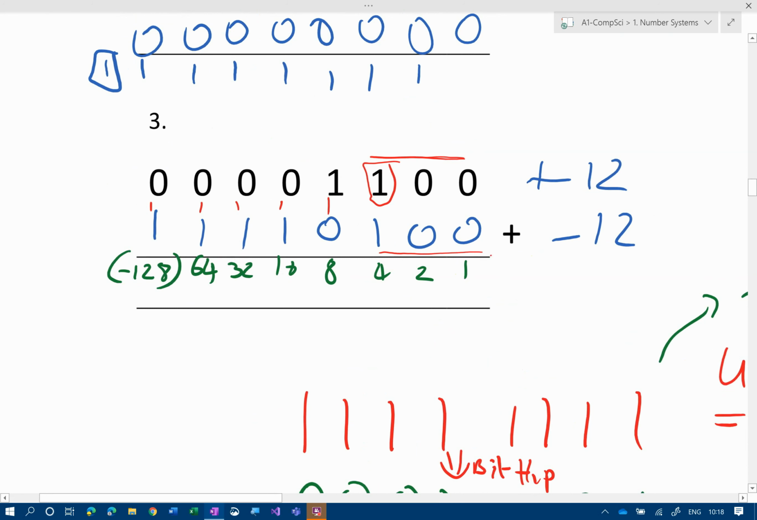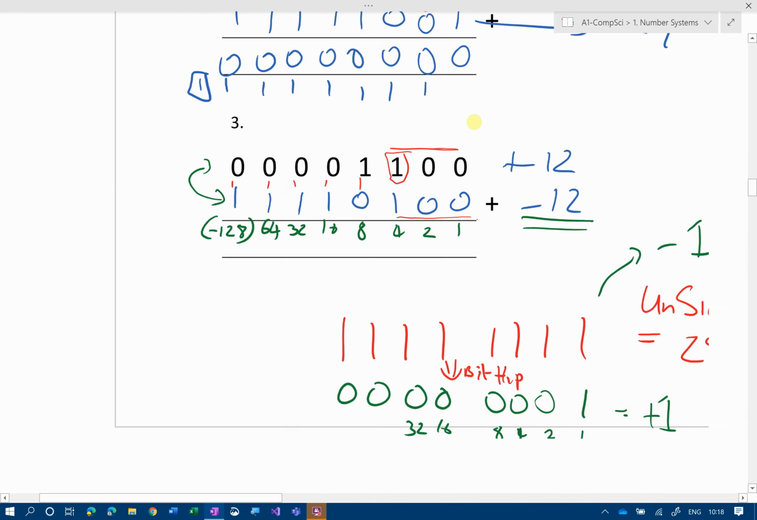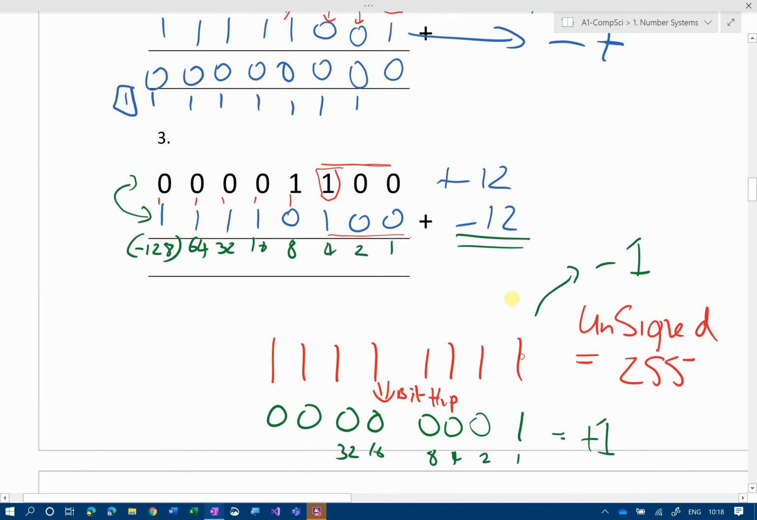Now, I'm not going to do the maths here, but if you add 64, 32, 16, 4 to -128, you get -12 as your answer. Now, I find it easier just to bit flip that back into its positive form, so the bit flipping works both ways, and you get the answer that way. It's up to you. It doesn't really make much difference.